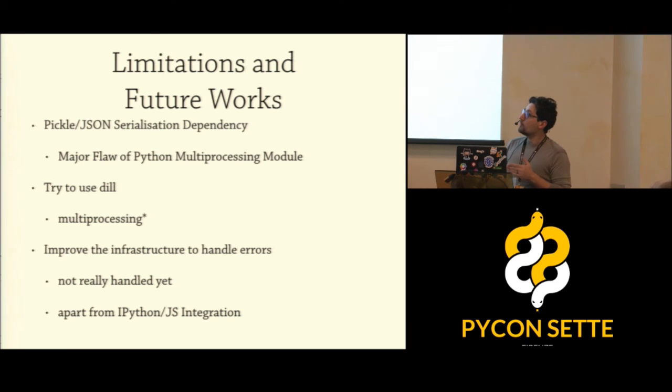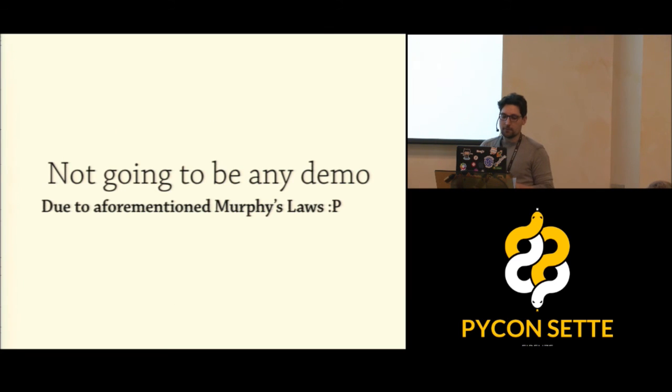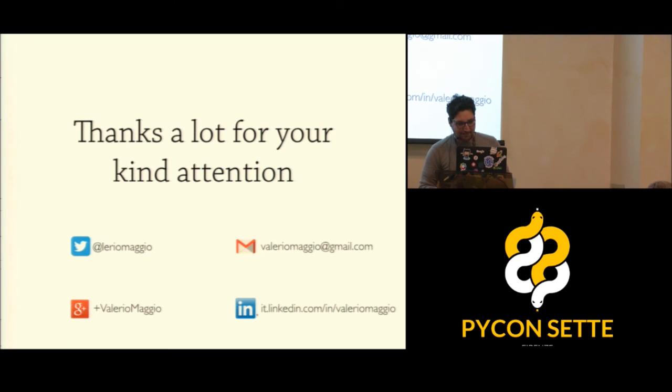One attempt I would like to make is to use the dill module, which is a sort of re-implementation of the Pickle module, and this works because it's based on a re-implementation of the multiprocessing module that tries to cope with those issues I mentioned before. And of course, I need to improve the infrastructure to handle errors because they are not really handled yet, and apart from the IPython JavaScript integration. And finally, there's not going to be any demo because of the aforementioned Murphy's Law, but I was joking, of course. Thank you very much for your kind attention.